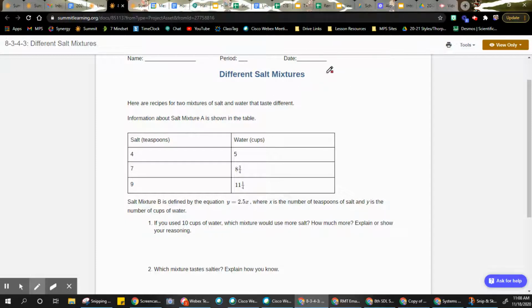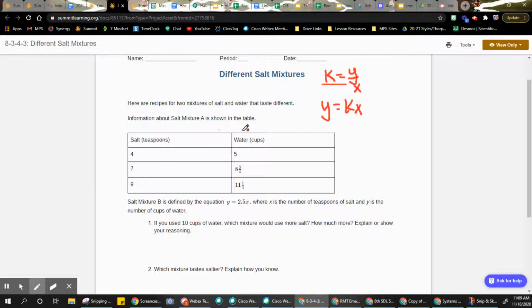So remember, to create the equation for a proportional relationship, we need the equation k equals y over x to find our constant of proportionality, or our unit rate, or rate of change. And then we need the equation y equals kx to write the final equation.